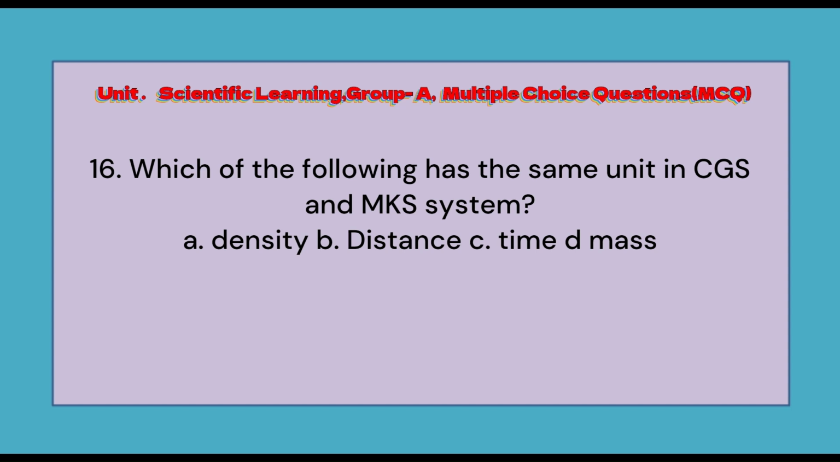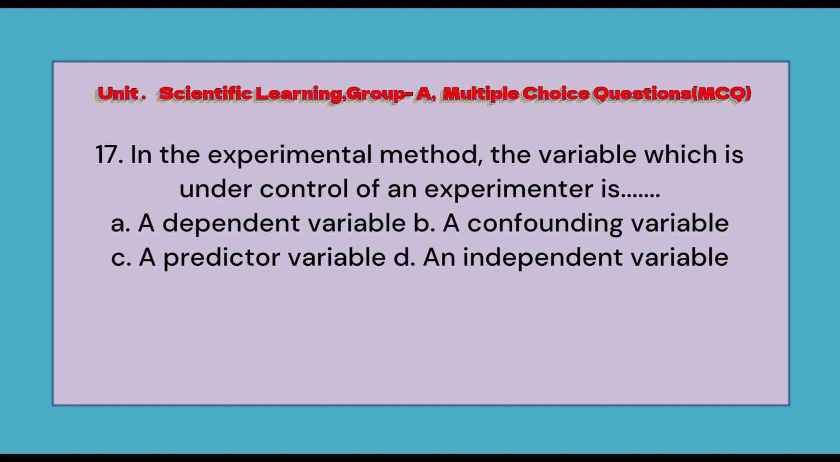16. Which of the following has the same unit in CGS and MKS system? A. Density. B. Distance. C. Time. D. Mass. Correct answer C. Time.